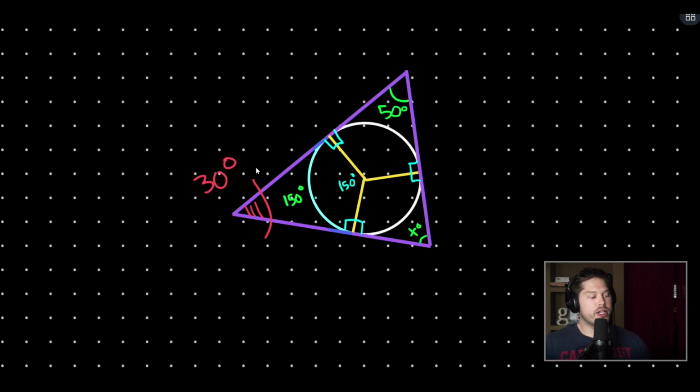And if this angle is 30 degrees and this angle up top is 50 degrees, then the third angle of the triangle must be 100 degrees, as a triangle's angle measures sum to 180 degrees.